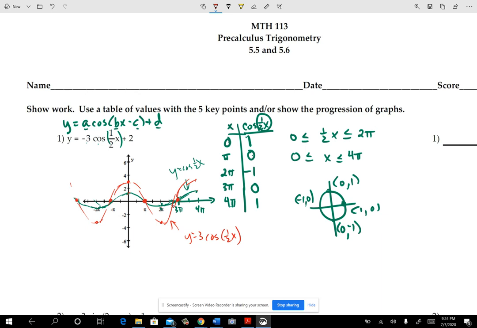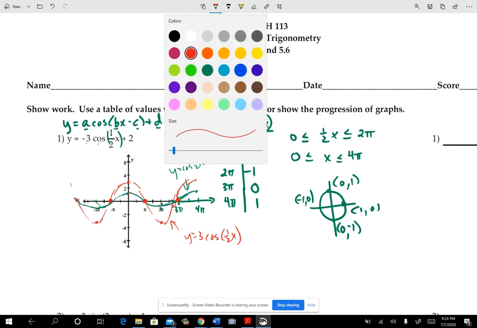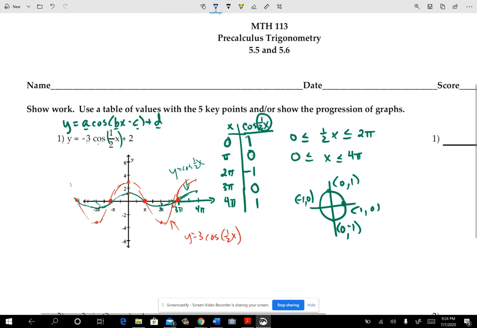Okay. All right, now the negative out in front, when you consider that, that just takes the graph you just did and flips it. So your low point would be your high point and so on. So it just flips it.